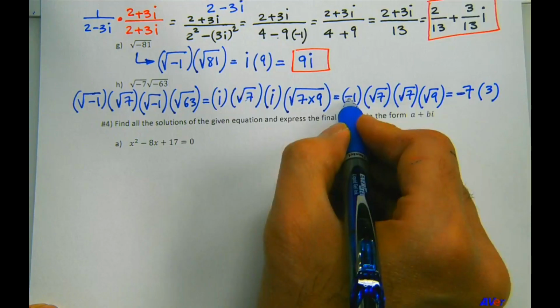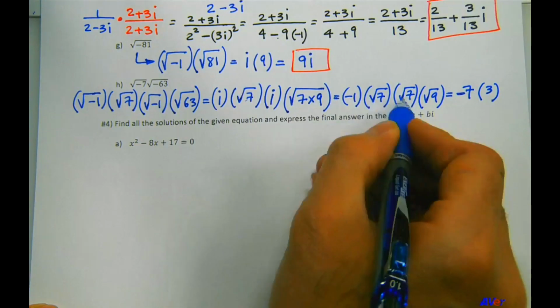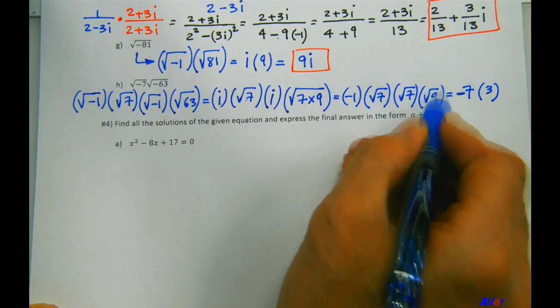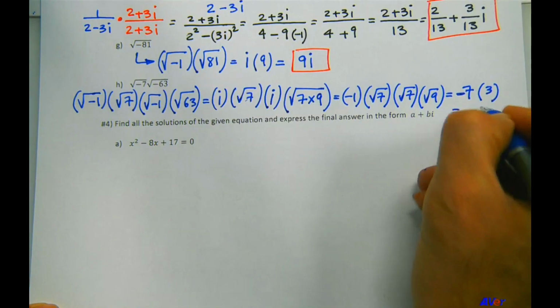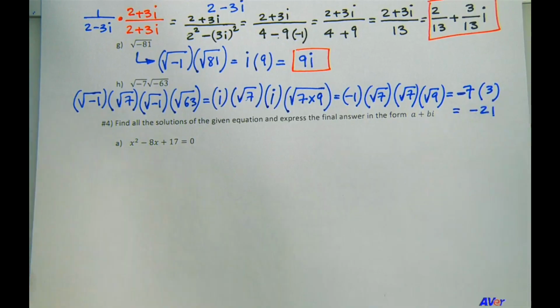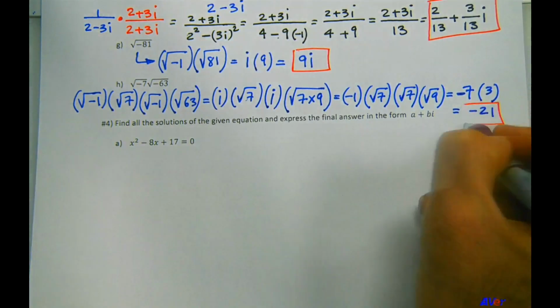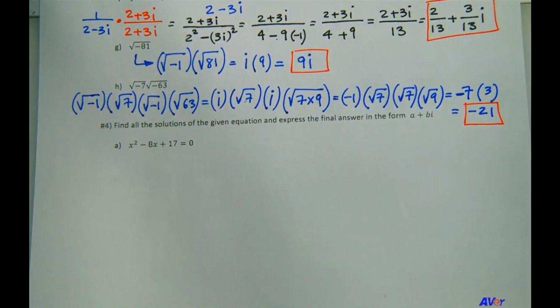Right? Negative 1 times square root of 7 times square root of 7 is just 7. Square root of 9 is 3. So we end up with negative 21. Like that. Okay.